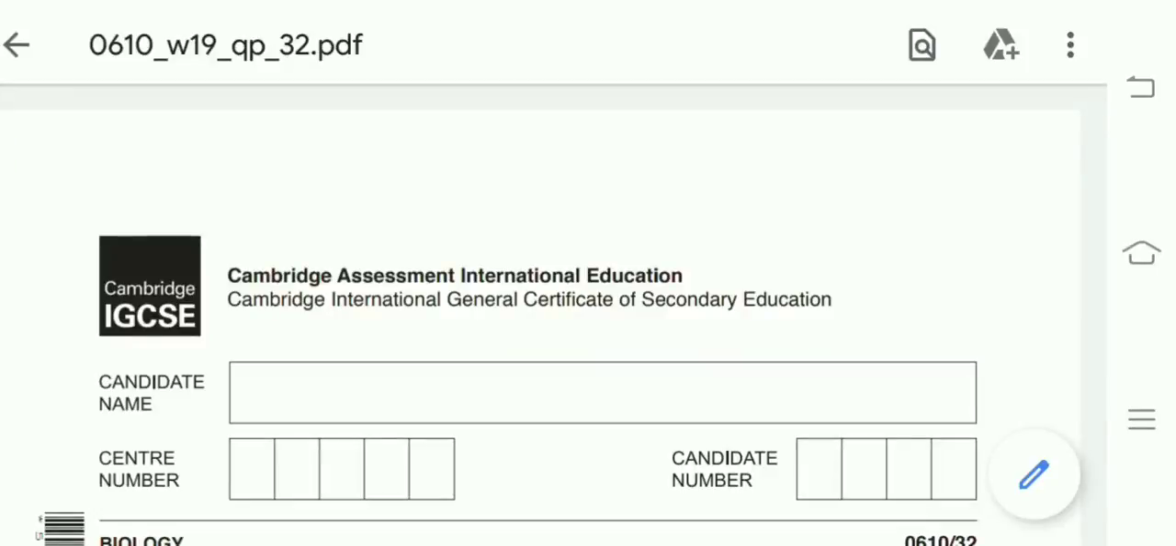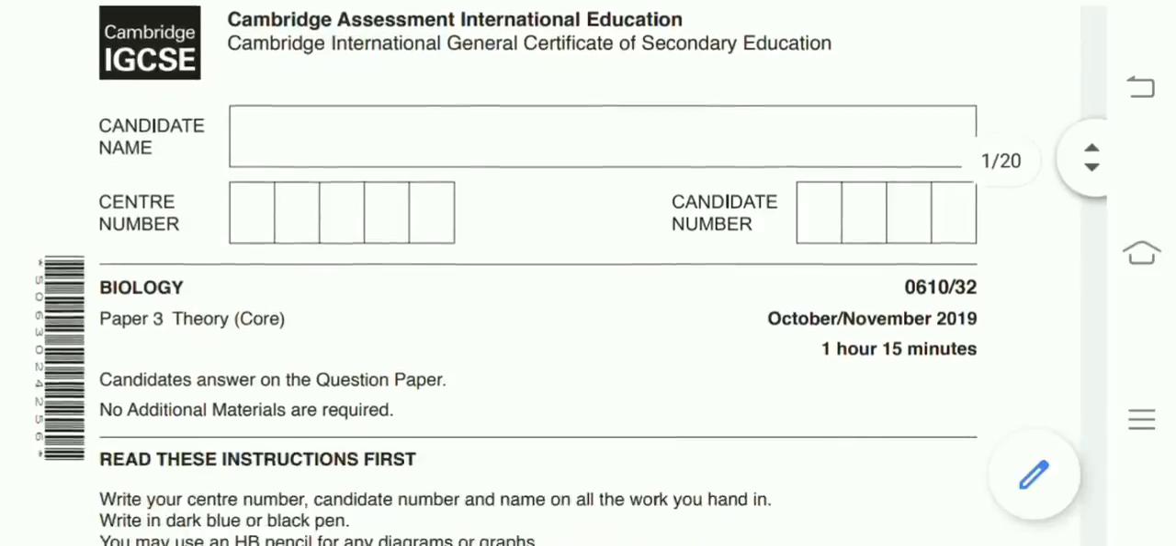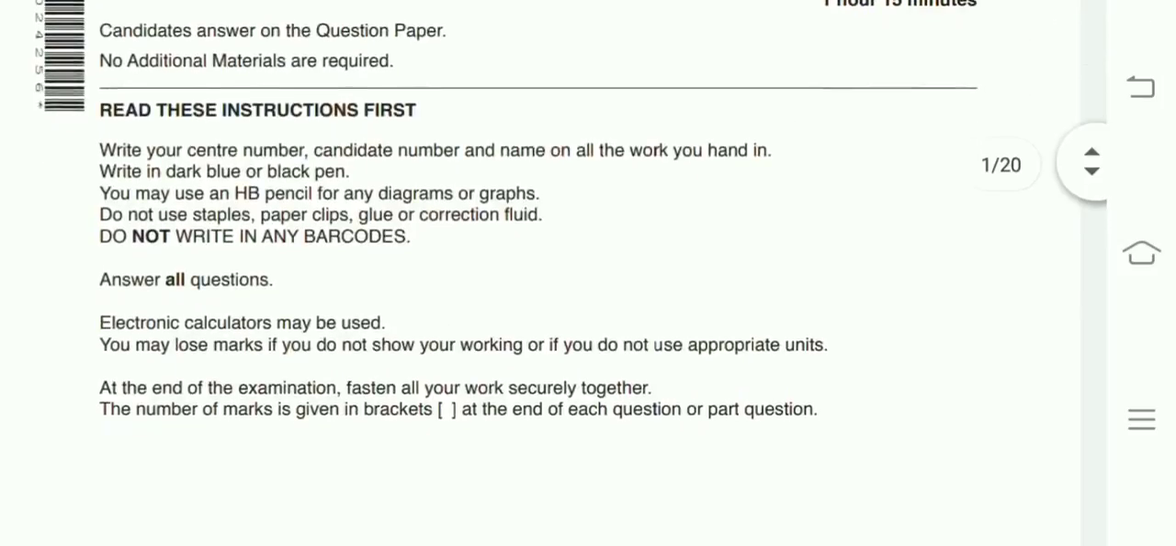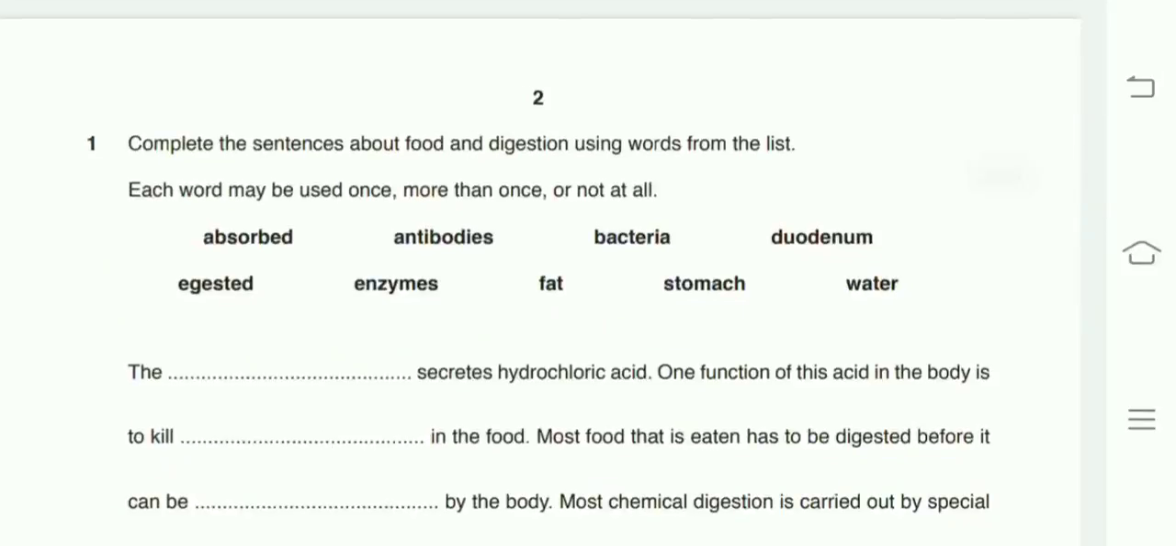Share about biology, paper 3 core, October November 2019. Okay, please check it here. Question number 1, complete the sentences about food and digestion using words from the list. Each word may be used once, more than once, or not at all.